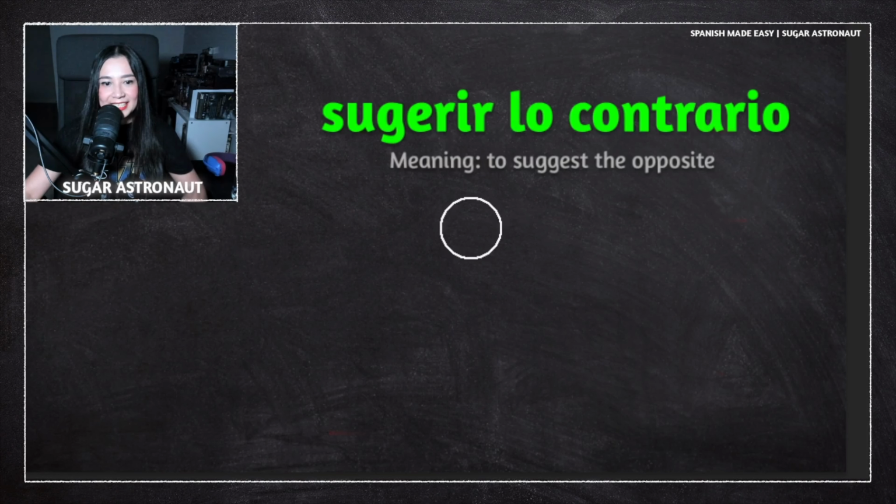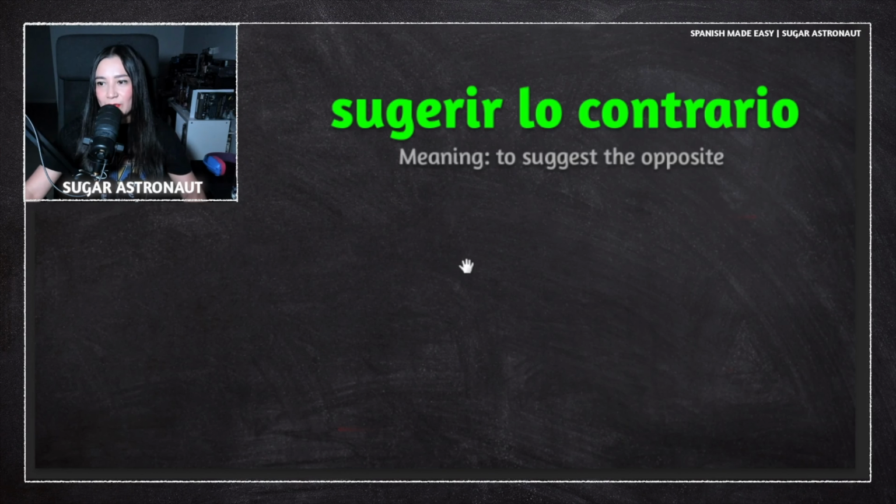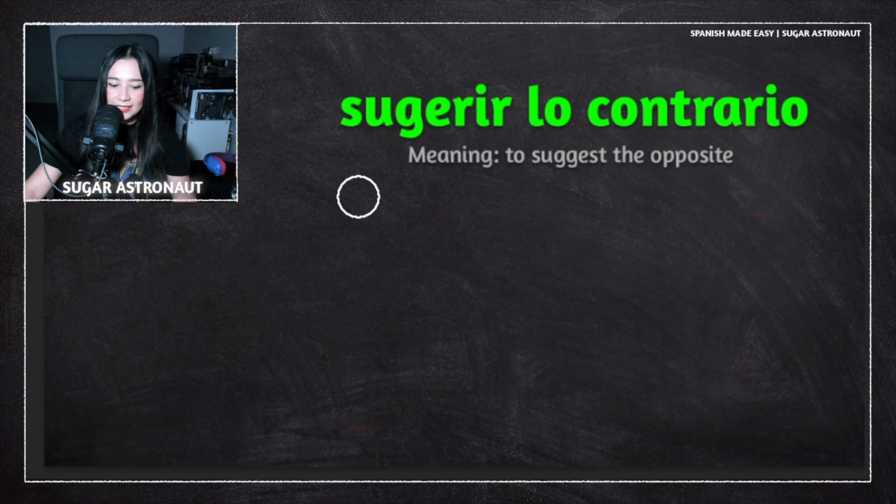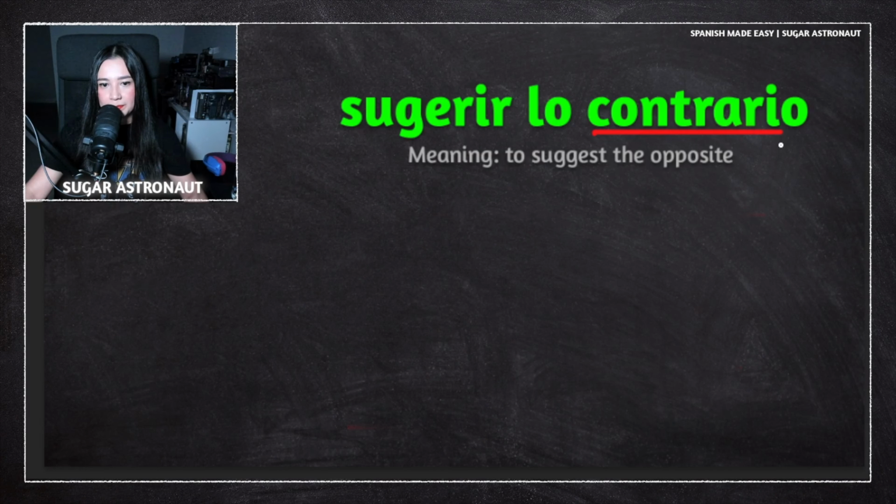This is the phrase. Of course, you need to know the conjugation of the verb sugerir, which is irregular. But let's look at some examples using this sentence. By the way, contrario means opposite.